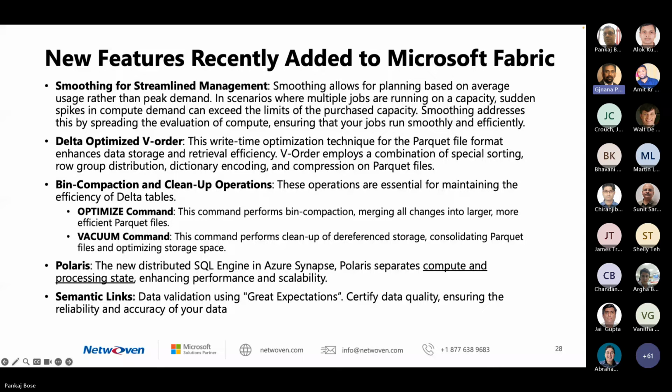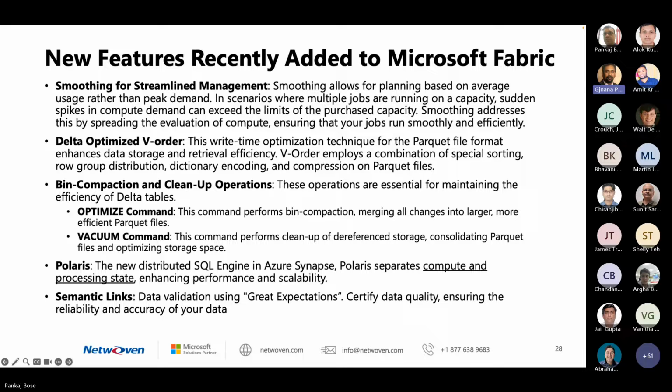Okay, a few of the new features recently added to Microsoft Fabric, not a few, there are many. The first one is smoothing for streamlined management. When we tried it, we found it extremely useful and want to share it. When you have a lot of jobs running and you have a capacity of 64 CUs, but four big batch jobs come in and you cross the threshold, usually your batch jobs fail, but it will not.